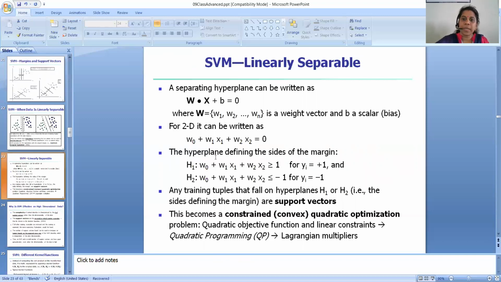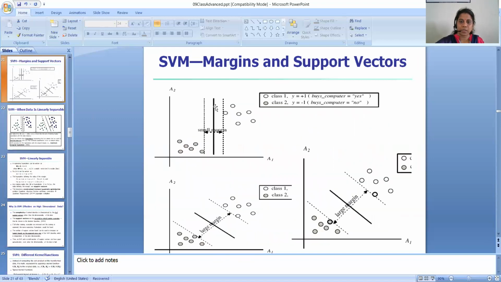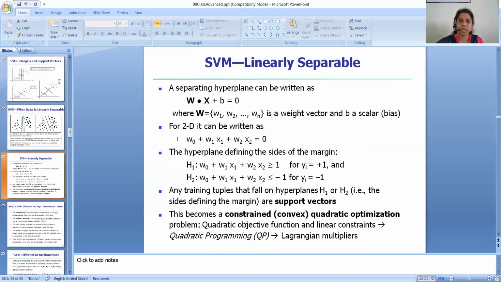Now the separating hyperplane, whatever hyperplanes we had seen here, can be written as W dot product X plus b is equal to 0. So the separating hyperplane can be written as W dot product X plus b equal to 0, where W is W1, W2, up to Wn, the weight vector, and b is a scalar.